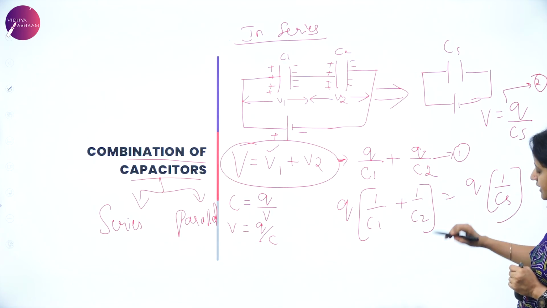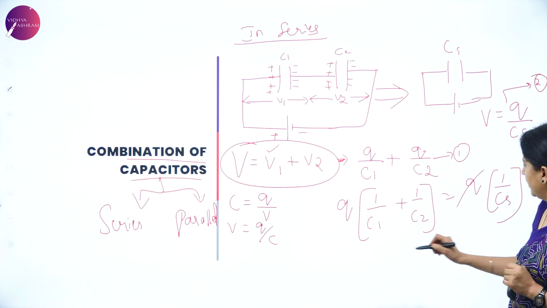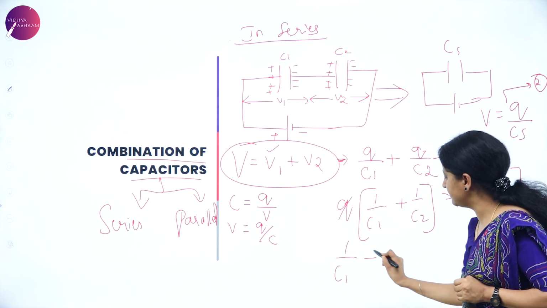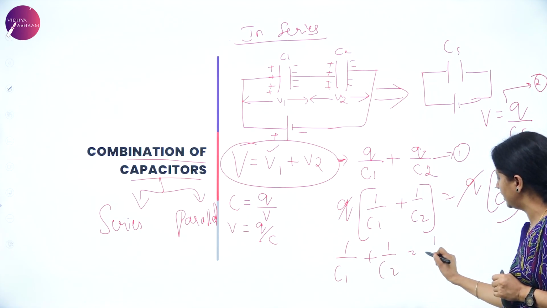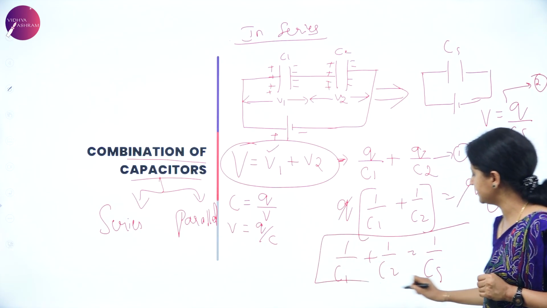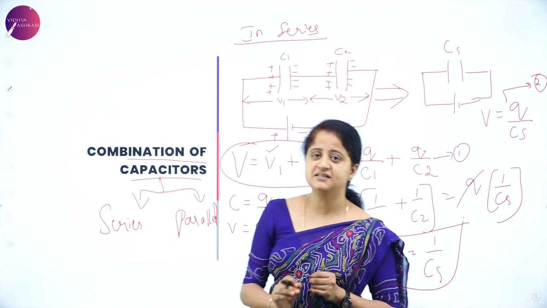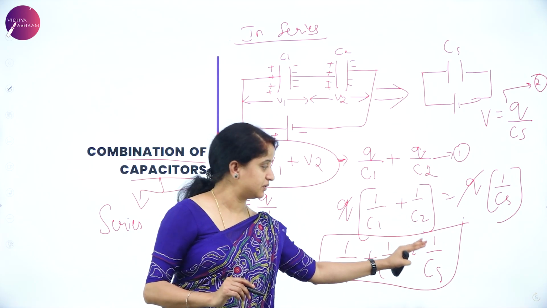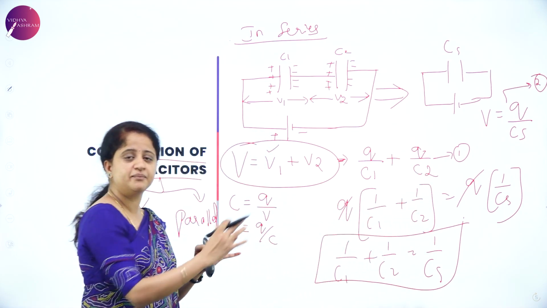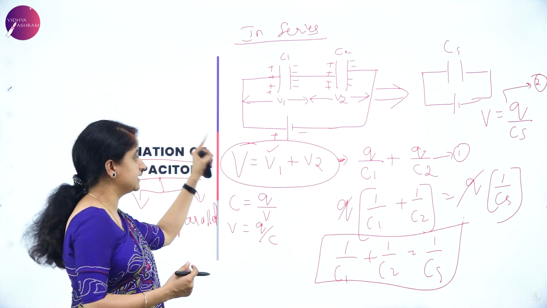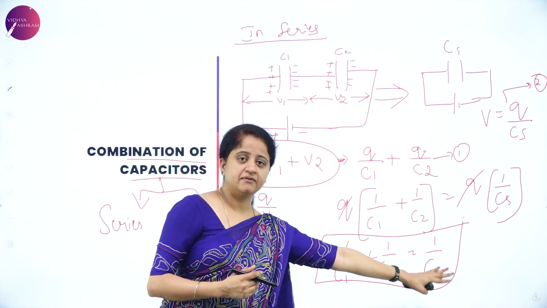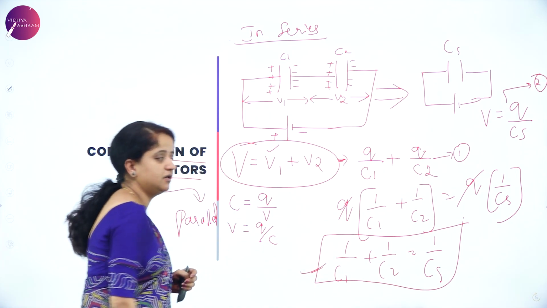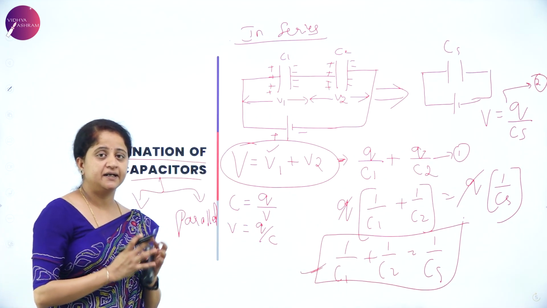In these two expressions, Q and Q at both the ends are same, so we can cancel and we remain with 1 divided by C1 plus 1 divided by C2 is equal to 1 divided by Cs. So this is the final expression for capacitance when they are connected in series. So 1 by C1 plus 1 by C2 plus 1 by C3 plus 1 by C4 and so on, up to any number of capacitors connected in series, will be equal to the equivalent capacitance, that is 1 divided by Cs. So this is the final expression when the capacitors are connected in series.